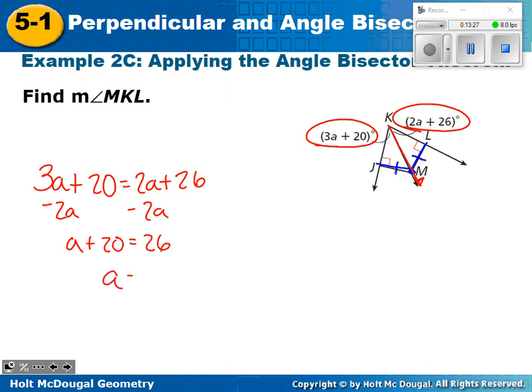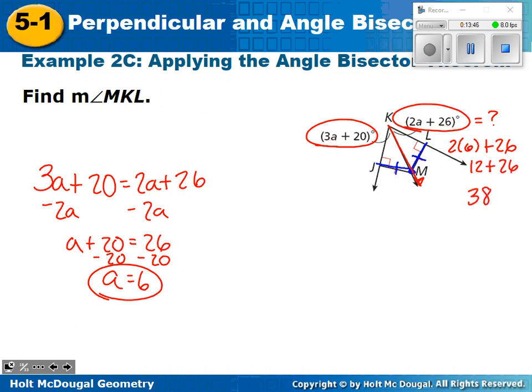So what is A? 6. And then what did it ask you to find? Measure of angle MKL. So that means we're looking for this angle right here. So 2 times 6 plus 26 is 38. And what's our units? Degrees. And again, don't forget to put those little m's when you're giving me the measure of the angle. Any questions? I did that pretty fast, so tell me if I've lost you anywhere. Okay.